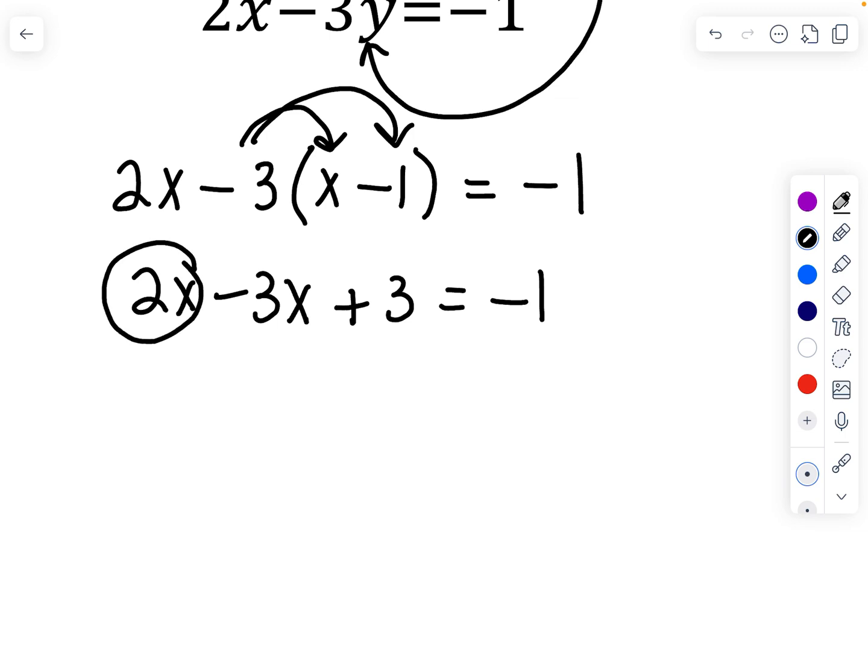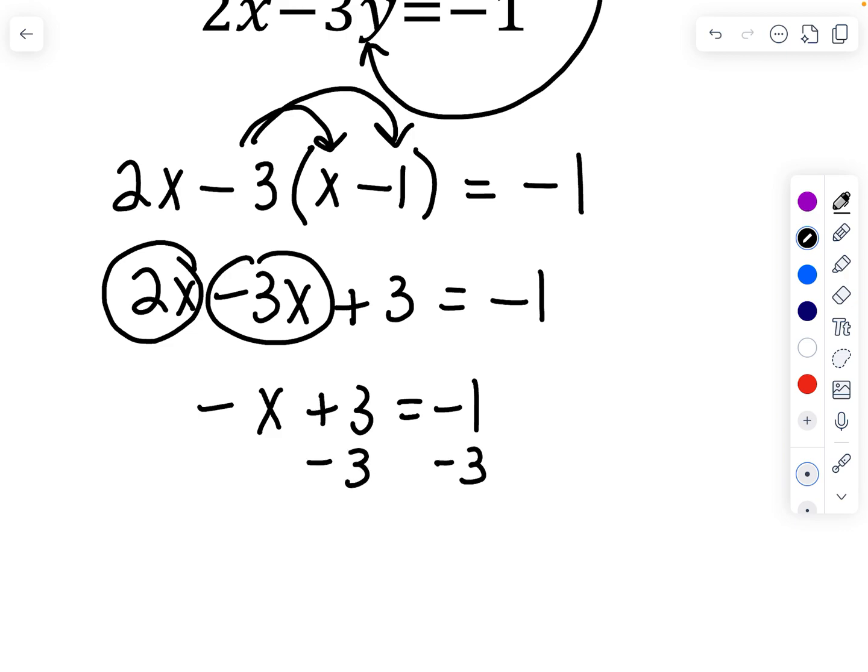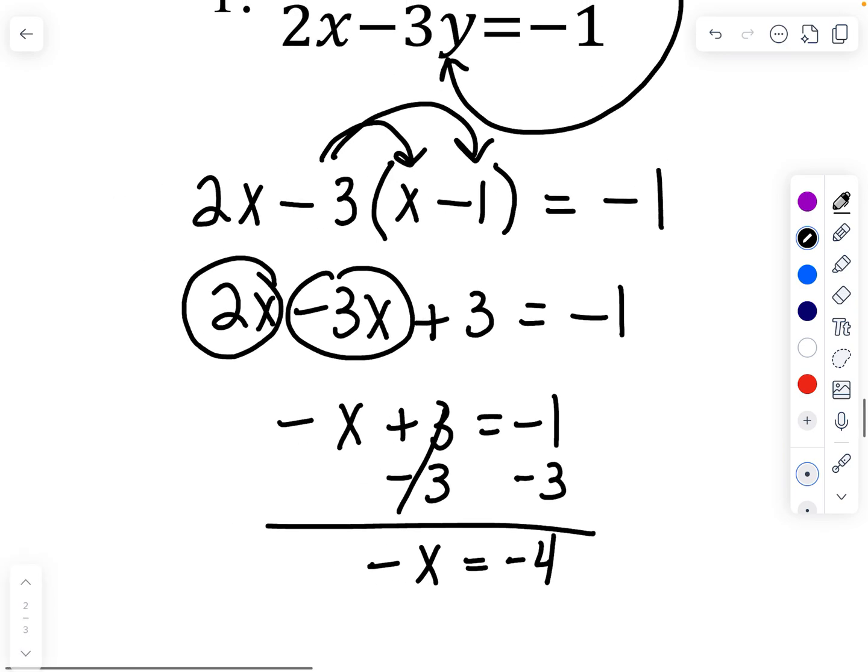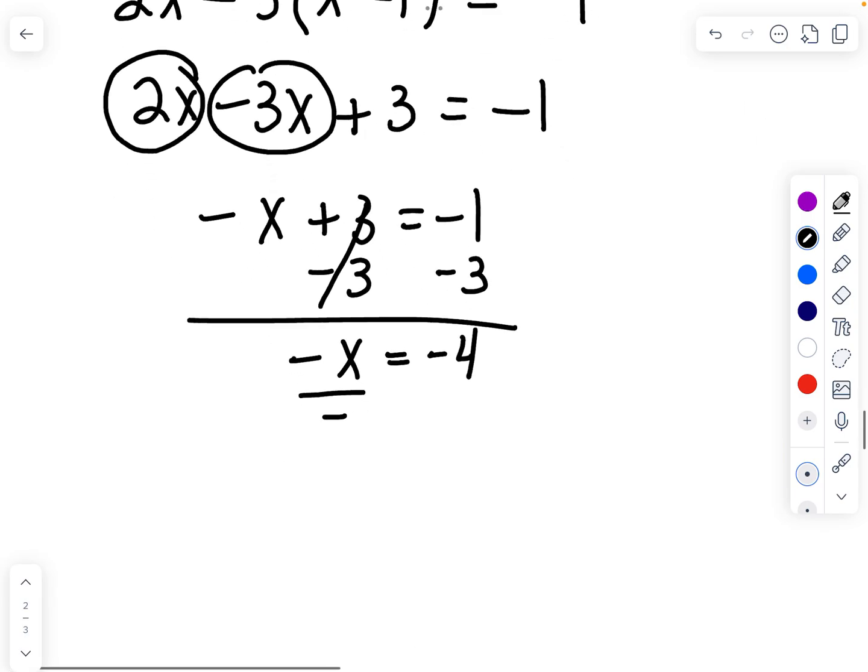I can combine 2x minus 3x to get negative 1x or just negative x. Bring down the rest. I'm going to continue. Two-step equation. Get x alone. Subtract 3 on both sides. Cancel. This becomes negative 4. Divide both sides by negative 1. And you're left with x equals 4.